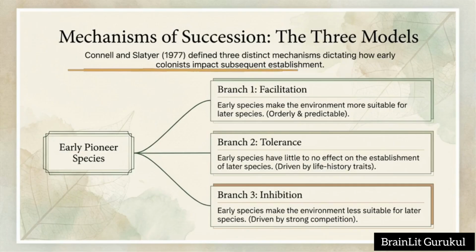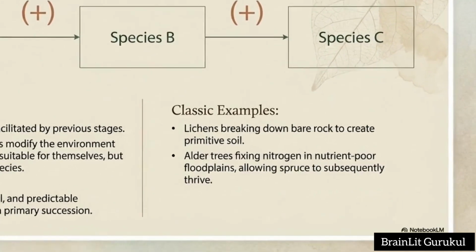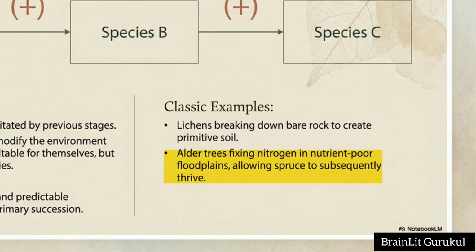In 1977, ecologists Connell and Slatyer defined the 3 distinct mathematical pathways early colonists use to dictate the arrival of later species. The first pathway is the facilitation model. Early species actively prepare the ground, making it highly favorable for the next successional stage. For example, alder trees fix nitrogen into barren floodplains, changing soil chemistry to enable the later dominance of spruce trees.